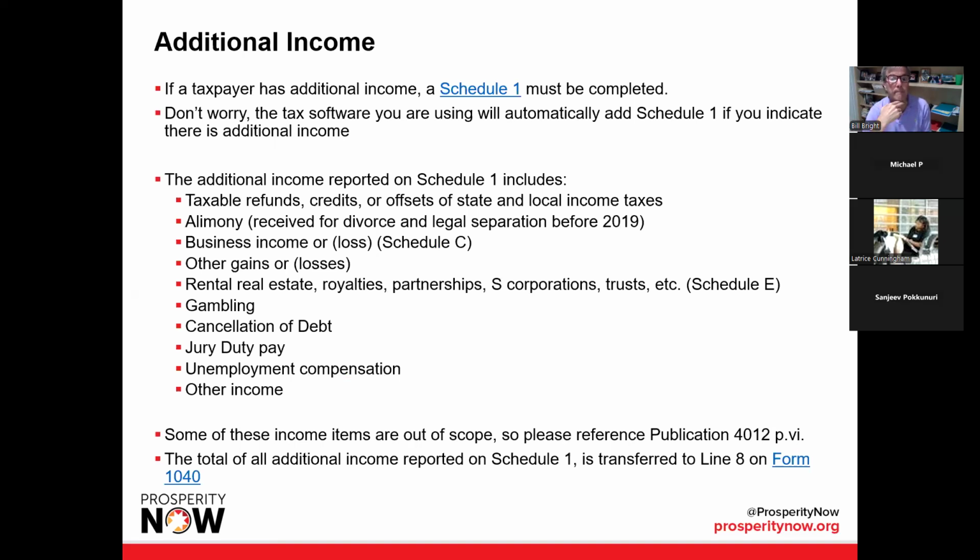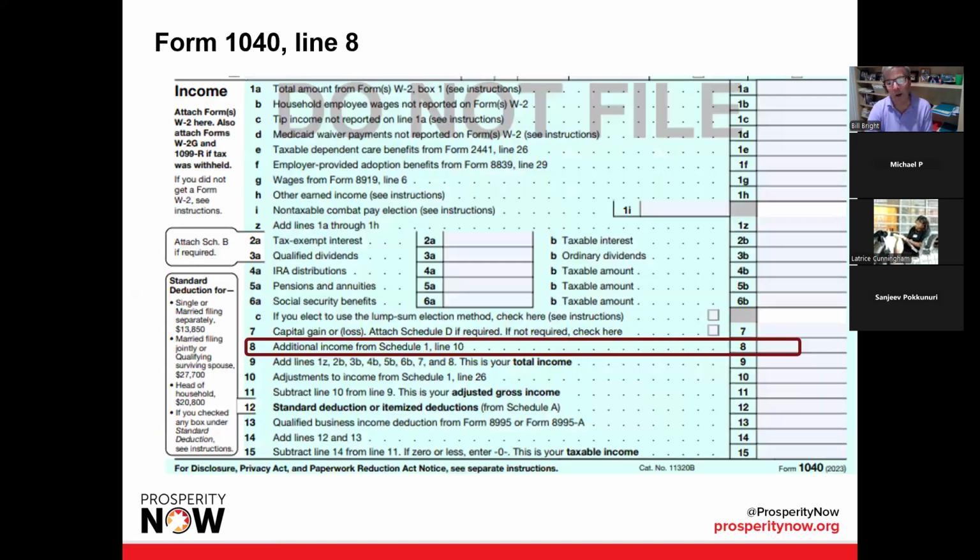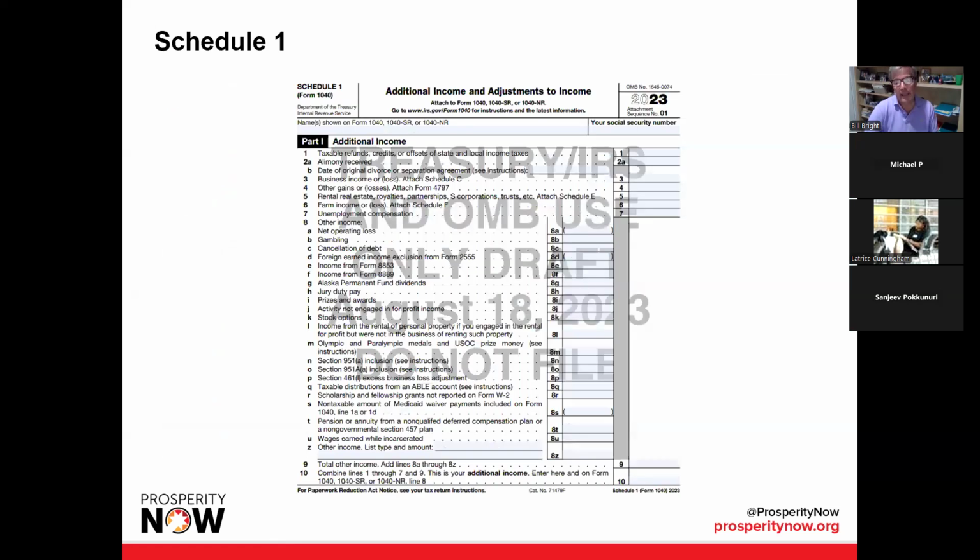Alimony, both received and, on the adjustment side, paid out. Business income, other gains and losses, rental real estate, which we don't see, gambling, cancellation of debt, jury duty pay, unemployment, and other income. All right, so we're going to go over some of these. See how they all flow through to line 8, which is sort of a catch-all for line 10 of Schedule 1. So this is what that sheet looks like.